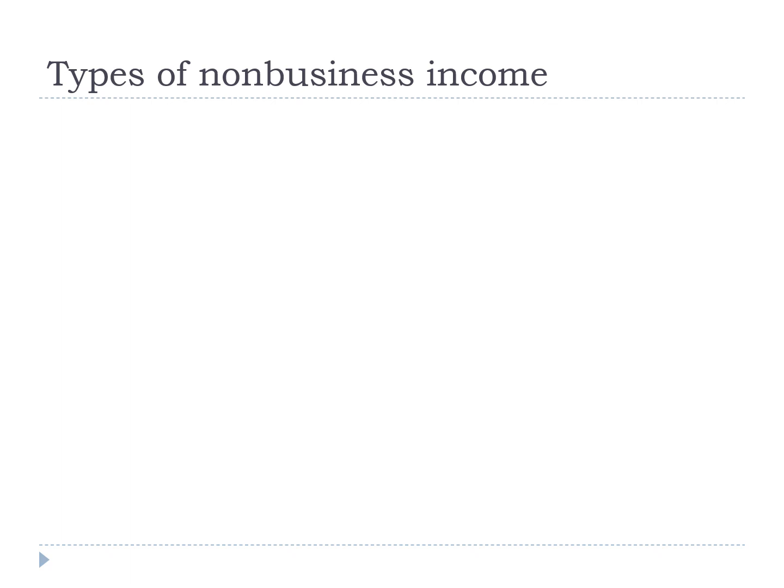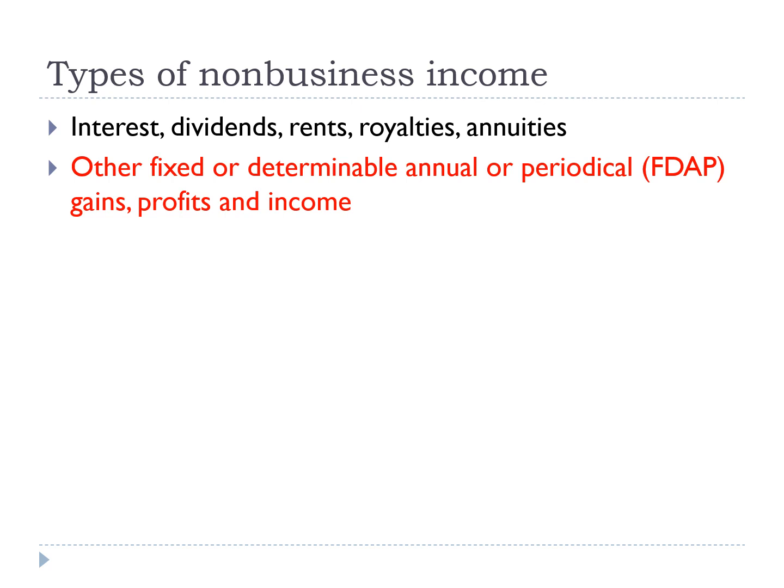Here are the types of non-business income identified by sections 871A and 881. Non-business income mostly includes interest, dividends, rents, royalties, and annuities. Non-business income also includes other fixed or determinable annual or periodic gains, profits, and income. This is known as FEDAP income. Other FEDAP income can include U.S. source salaries, wages, premiums, and other compensation. We will go into the exact types of income that meet this definition later.